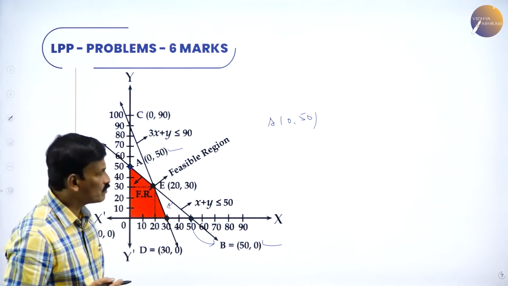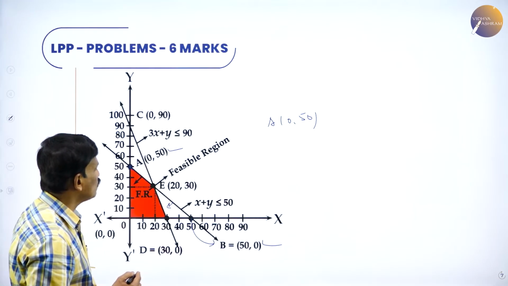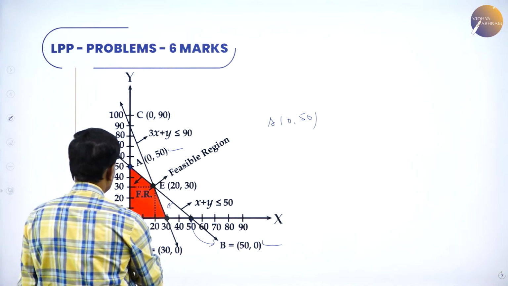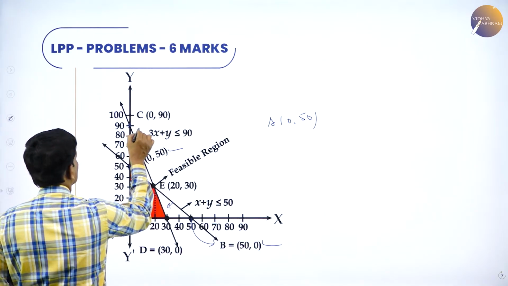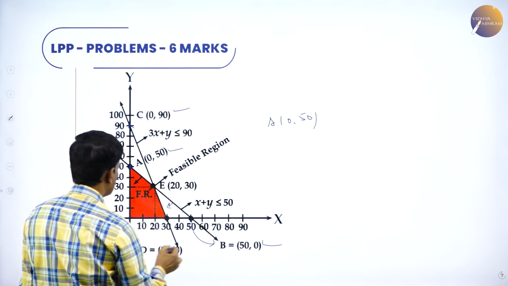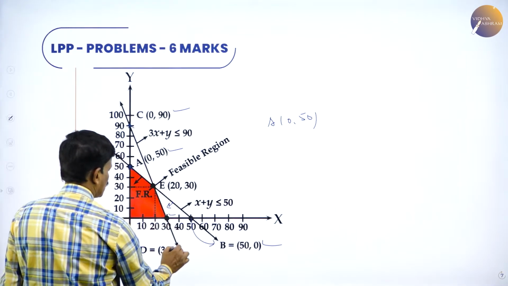For the second line, what are the points? What is C? C is 0 comma 90, where x is 0 and y is equal to 90. And D is 30 comma 0. So this is 30 comma 0.